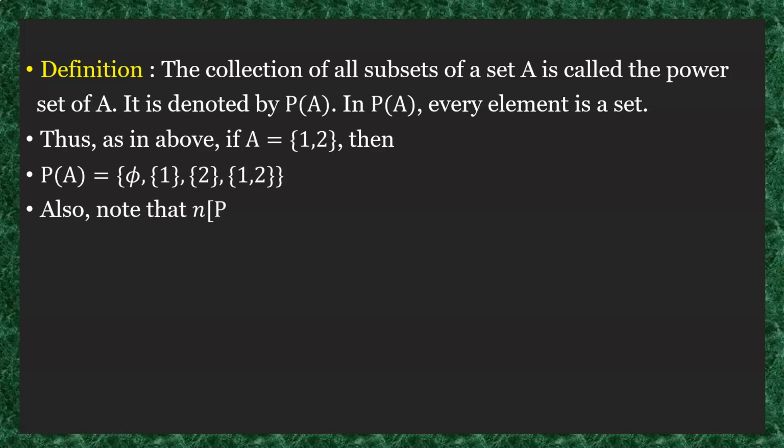Also, note that n of P of A is equal to how many elements in the power set? That is equal to 4: 1, 2, 3, 4. And this can be written as 2 raised to 2. How many elements were there in set A? That is 1, 2. This is a 2. That is 2 raised to 2.